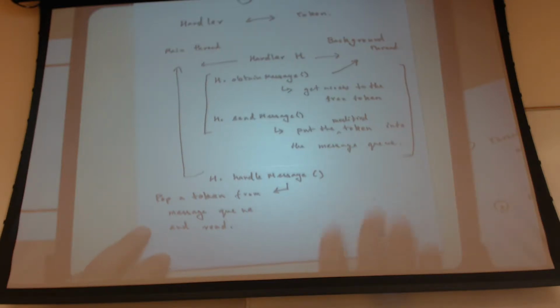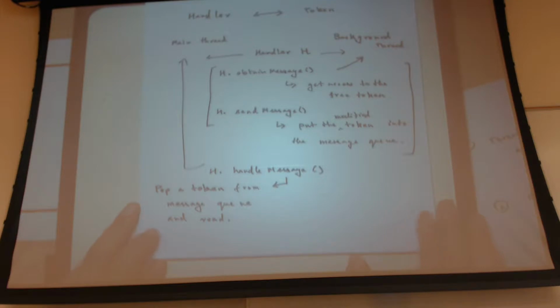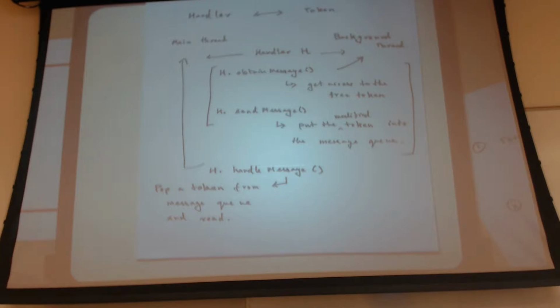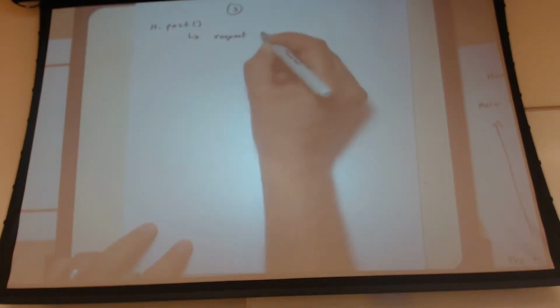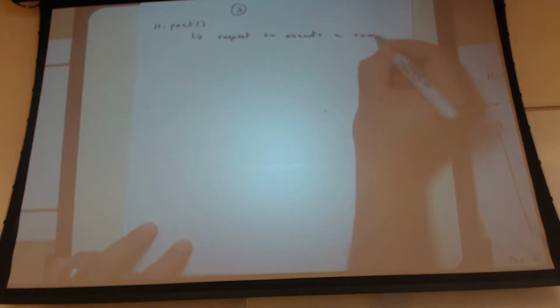Now this is only for messages. There also has to be something for the runnable queue. So you have the same functions, obtainMessage, sendMessage, handleMessage for the runnable. But in order to put a runnable request to the runnable queue, you have the function called post. So in addition to all this, you have the function called post. Right? And this post gives a request to execute a runnable section of the application.